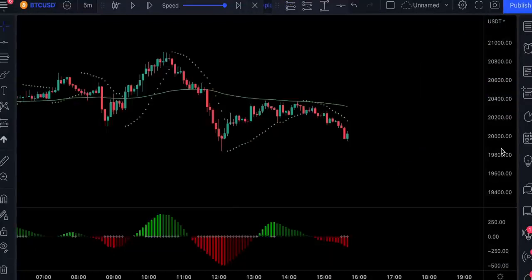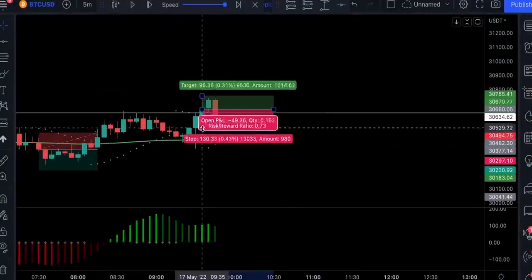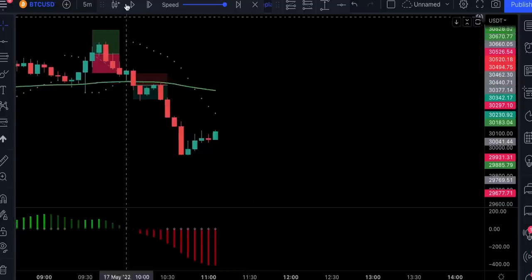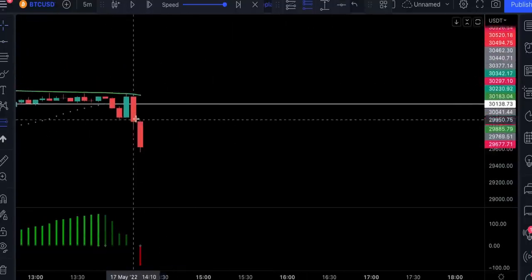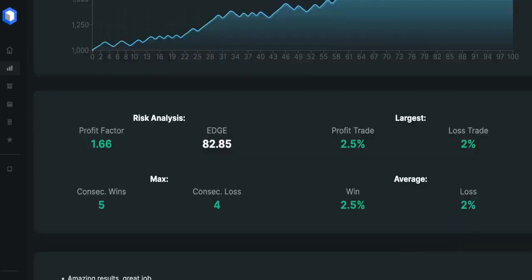Okay, let's now do our backtesting and see how profitable this strategy is. Okay, so after 100 trades, the win rate for the strategy is 57%. To be honest, I did expect it to be a bit higher with such a risk-reward ratio. We also increased our account size by 71.39%, and I found those 100 setups within 2 weeks. So that's an average profit of 5% per day, which is really close to the numbers promised by online trading signals. The profit factor is 1.66, and we had 5 consecutive wins against 4 consecutive losses. So yeah, pretty good results to be fair.